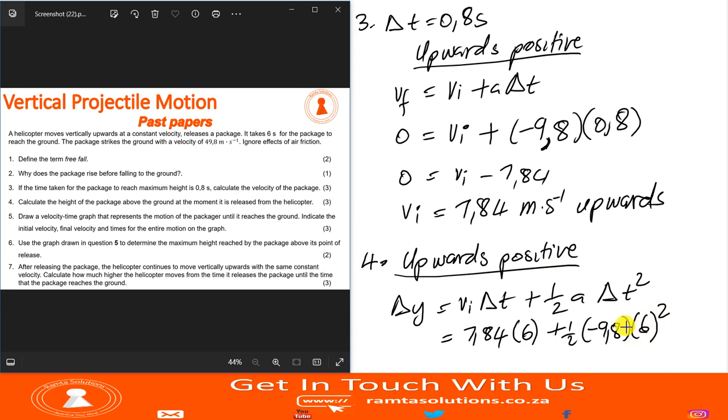Alright, let's get our answers. 7.84 times 6 minus 4.9 times 36. What do we get? We get negative 129.36. As you can see, this is a negative value, implying that from the moment that the object was released, it was 129.36 meters above.